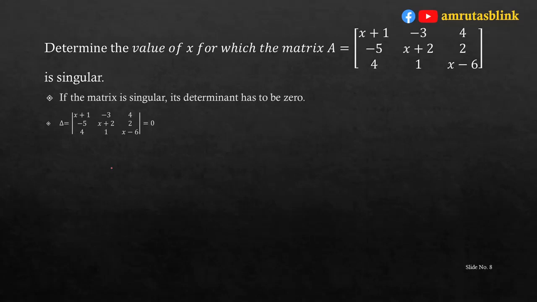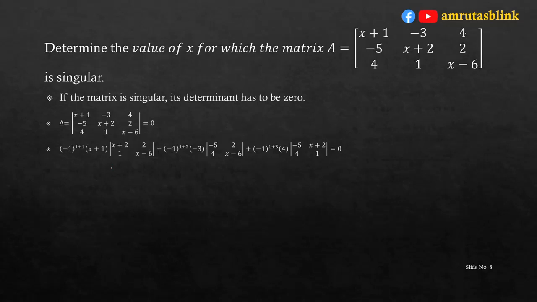Hence we will write our first step as delta is equal to x plus 1, minus 3, 4, minus 5, x plus 2, 2 and 4, 1, x minus 6, is equal to 0. Now we will expand this matrix along the first row. So for the first row, first element, i is equal to 1 and j is also equal to 1. So minus 1 raised to 1 plus 1 into x plus 1 into determinant x plus 2, 2, 1 and x minus 6, plus. Now for minus 3, i is 1 and j is 2.